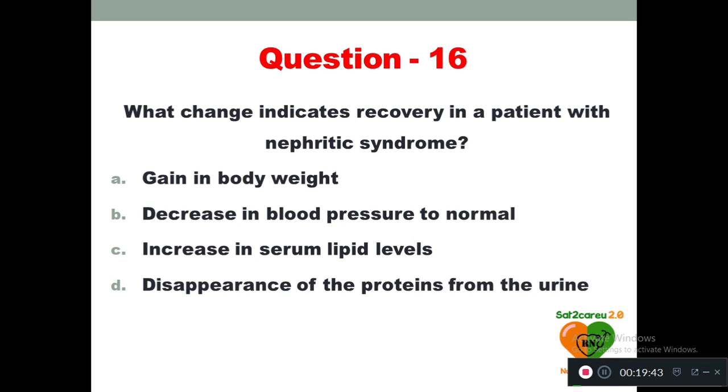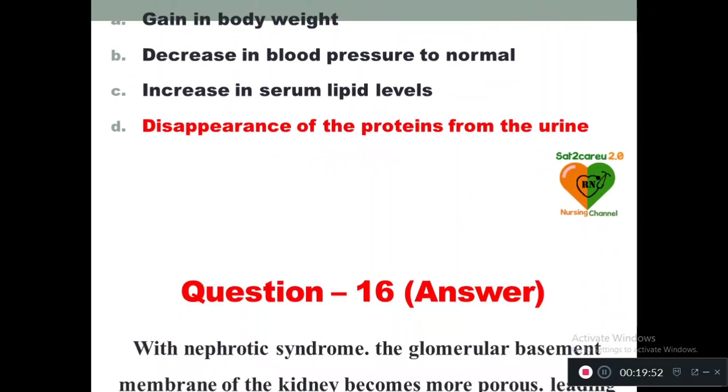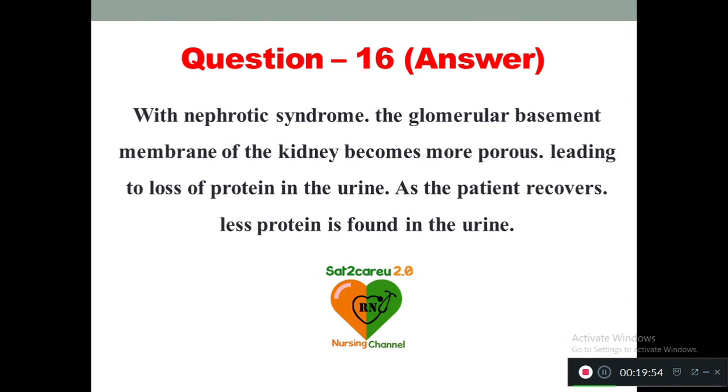So in nephrotic syndrome, the finding of disappearance of protein from the urine indicates there is recovery. The rationale: with nephrotic syndrome, the glomerular basement membrane of the kidney becomes more porous, leading to loss of protein in the urine. As the patient recovers, less protein is found in the urine.